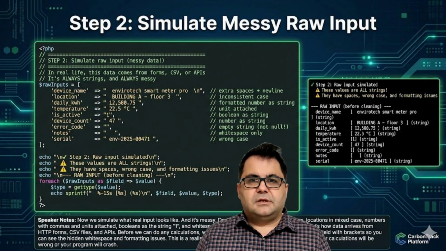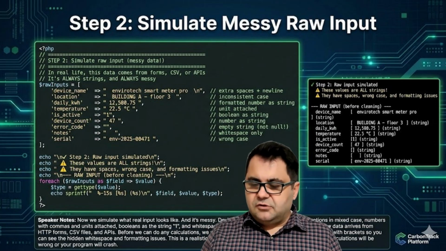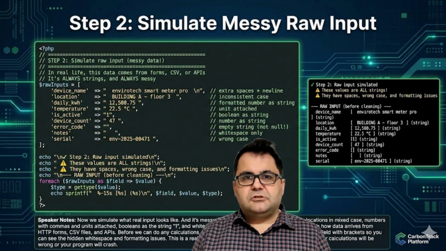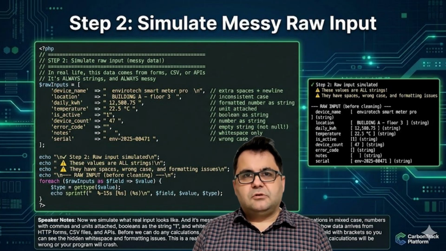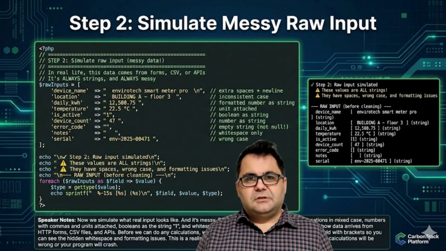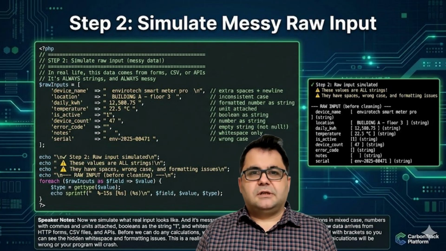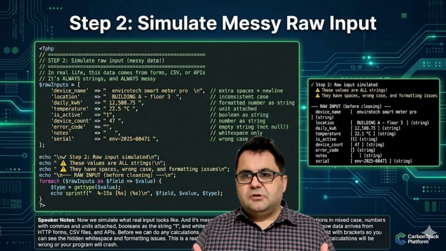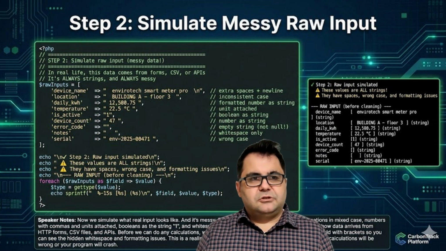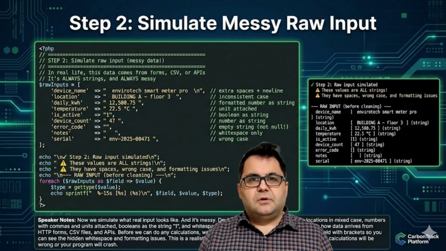Now we simulate what real input looks like. And it's messy. Device names with trailing newlines, locations in mixed case, numbers with commas and units attached, booleans as the string 1, and whitespace-only fields. Everything is a string. That's how data arrives from HTTP forms, CSV files, and APIs. Before we can do any calculations, we need to clean this up. The output shows each field with brackets so you can see the hidden whitespace and formatting issues. This is a realistic scenario. If you don't handle this correctly, your calculations will be wrong or your program will crash.